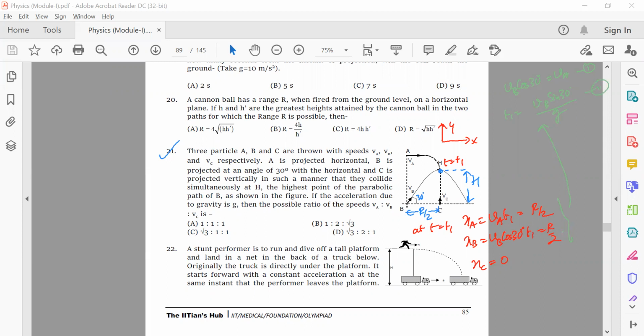And so these are the first things that we are getting. So from this, we can see that VA is to VB will become cos 30, that's root 3 is to 2. Okay, that's one thing.